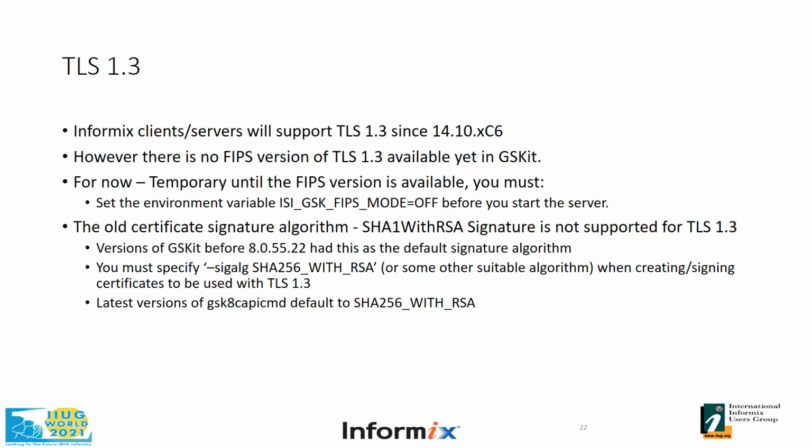The latest versions of GSKit default to this value, so as long as you're using the latest version of GSKit, you don't have to worry about this. I will be happy to answer any other questions we have on TLS 1.3. If you specify TLS 1.2, 1.3 in your TLS versions in your onconfig file, the server will do the right thing depending on what you've got specified for your FIPS mode or what your client is trying to do. But if you force 1.3, you have to have the FIPS mode turned off.